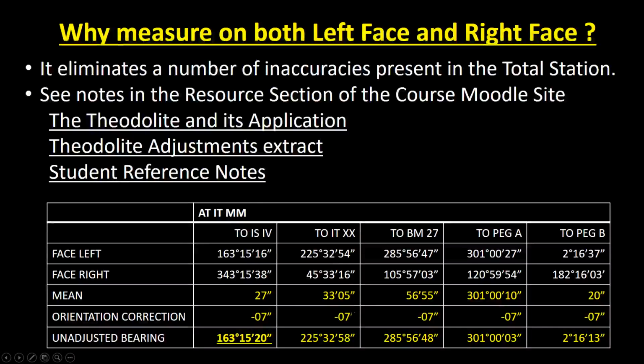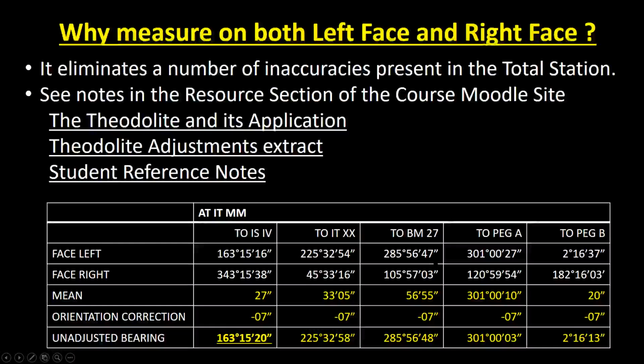Remember, it's the mean. So 32.54, 33.16. 32.54, 6 seconds up to 33 seconds, and then 16 seconds. That's 16 and 6 is 22. Half of 22 is 11, so we can take 11 off there. 33.05 minus 07, so that would take us back into 32. So 225, 32.58.